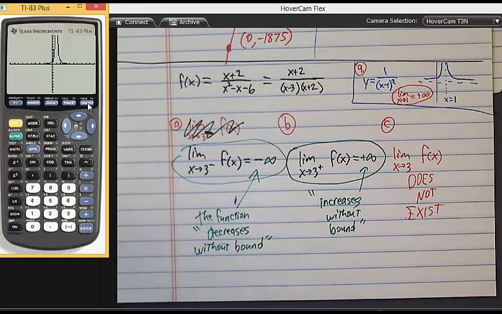Go ahead, Matt. Well, going on from that, in number 18, it has the exact same numbers, asking you to get the limit algebraically. So how would you figure out that the limit doesn't exist algebraically? Okay. So let me do that.